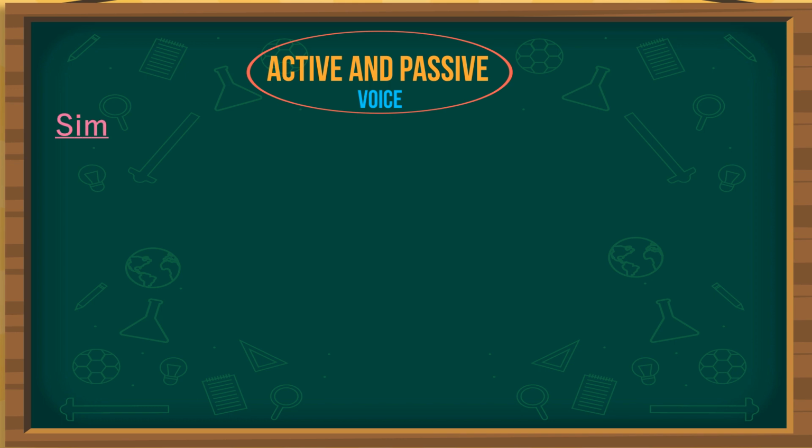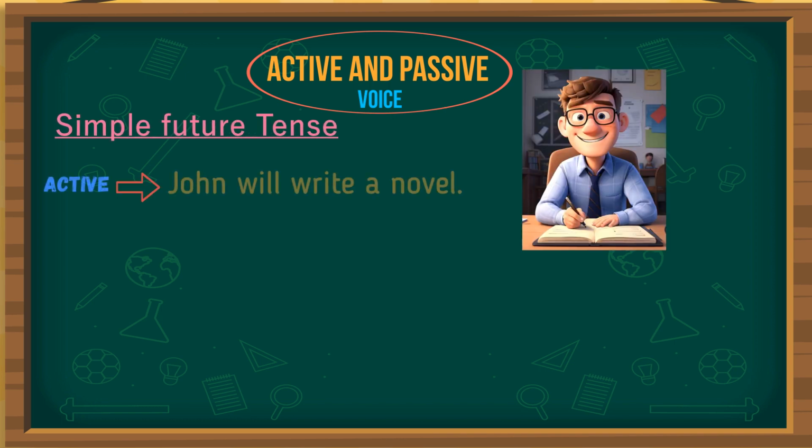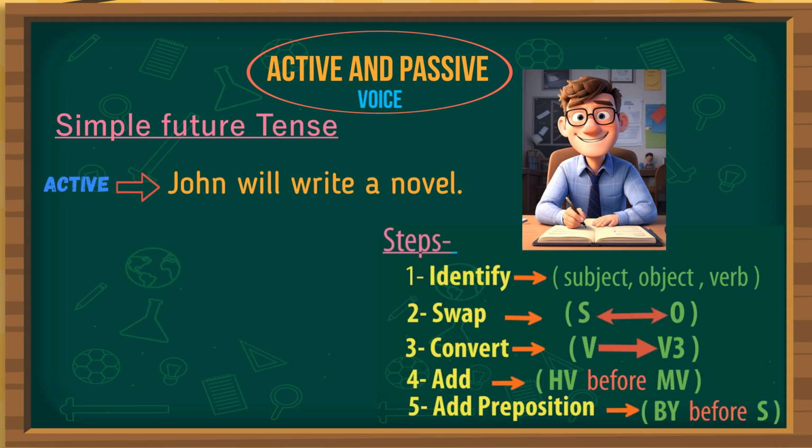Now, let's see examples of simple future tense. John will write a novel. First, we will identify the subject, object and verb. Subject John, verb write, object a novel. Now, swap the subject with the object. A novel comes to the beginning and John will be placed at the end.